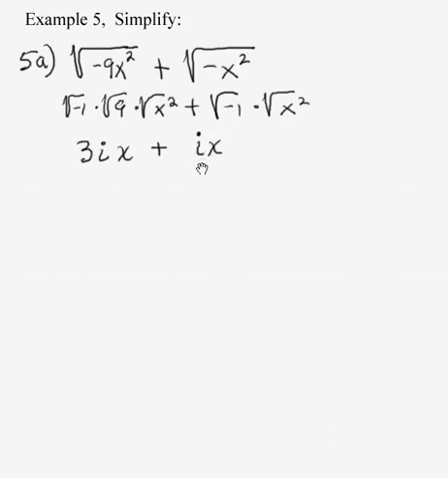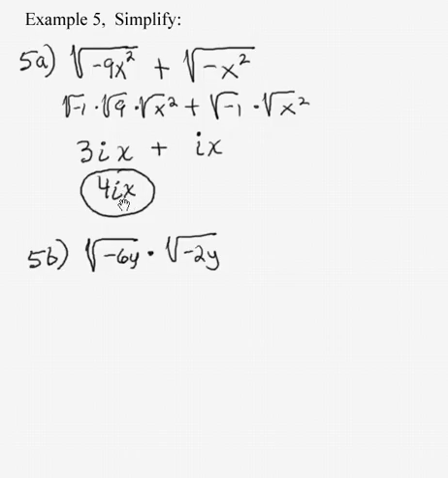We do have like terms here. We've got 1ix plus 3 more ix. Since they're like terms, we can add them to get 4ix. Again, don't multiply till you convert them to imaginary numbers. So factor out the square root of negative 1.